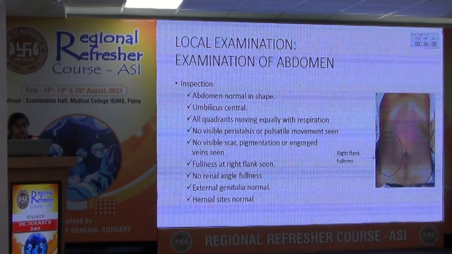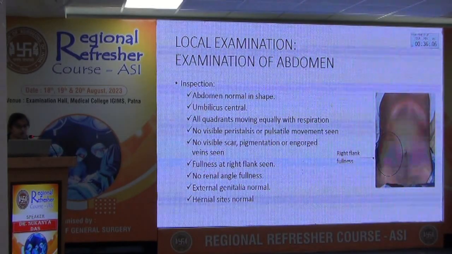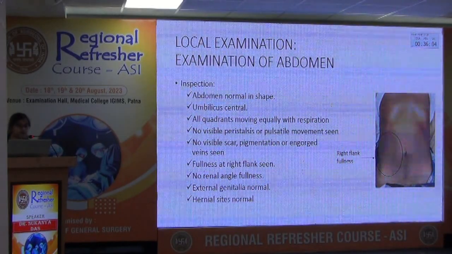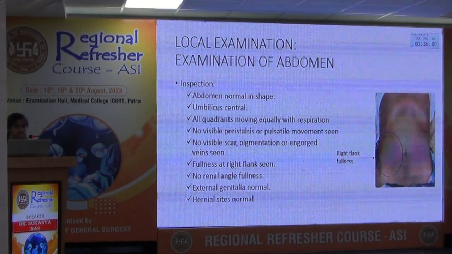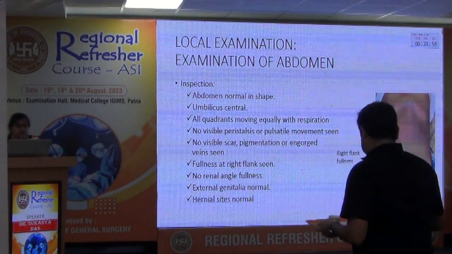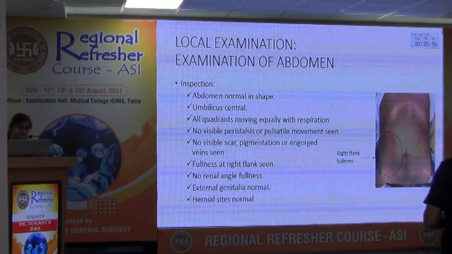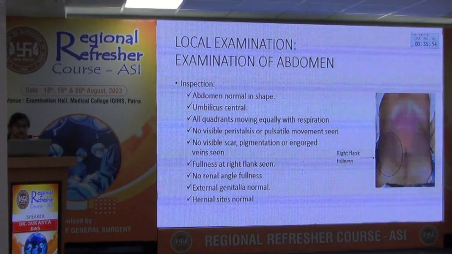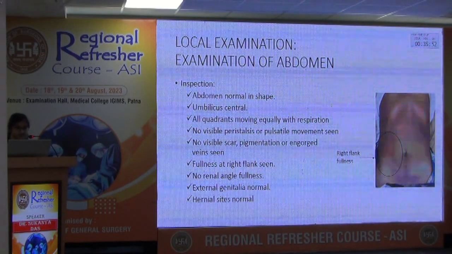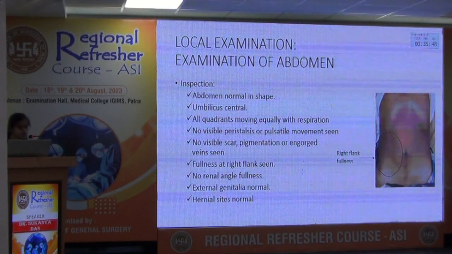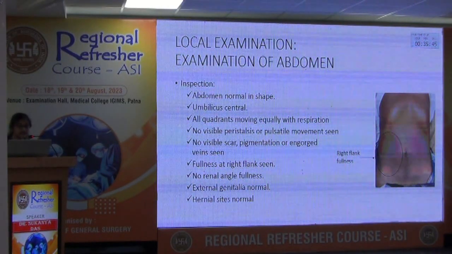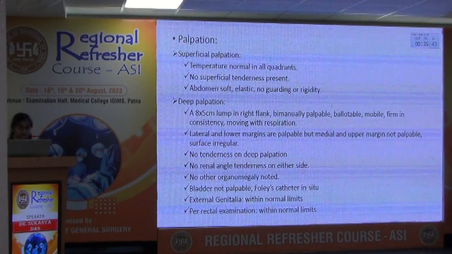On examination of abdomen, in inspection, abdomen was normal in shape, umbilicus was inverted and central in position. All quadrants were moving equally with respiration. There was no visible peristalsis or pulsatile movements seen, no visible scar, pigmentation or engorged vein seen. There was fullness seen in the right flank region. No renal angle fullness, and external genitalia and hernial sites were normal.